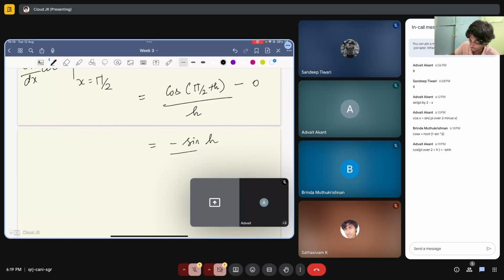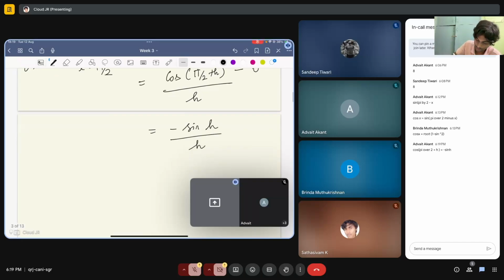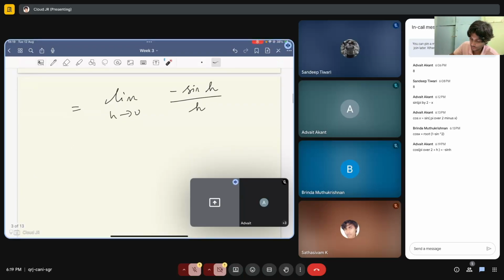Okay. So divided by h, now you are applying the limit here, limit h tends to 0. But we know the limit of sin h by h, as h tends to 0, is just 1. So this will be minus 1. All right. So what happens is the derivative of cos x at x equal to, let's say, pi by 2, is minus 1, but this is nothing but minus sin pi by 2.